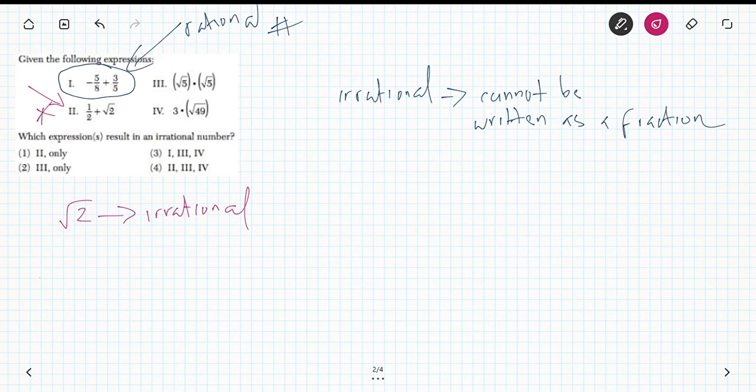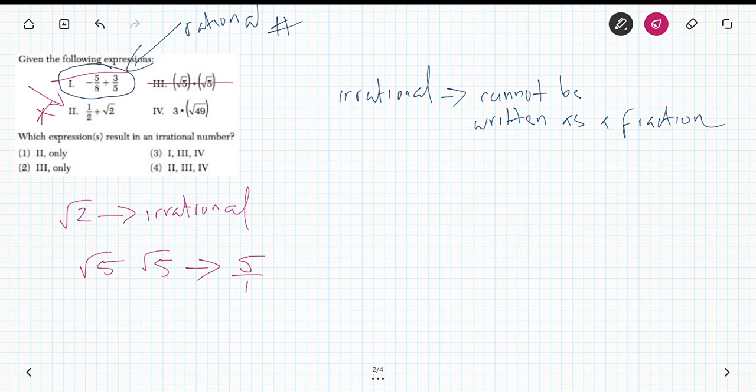Okay, the next one is the square root of 5, which is irrational, but I'm multiplying the square root of 5 times the square root of 5. If you type this into your calculator, you're going to get 5. Okay, now 5 is a whole number, and a whole number can be expressed as 5 over 1 in this case, and that is a fraction. A whole number can also be expressed as a fraction, so we already know that 1 is not irrational.